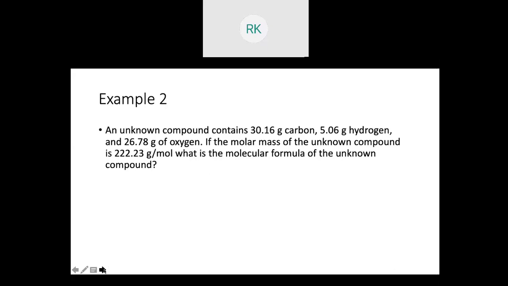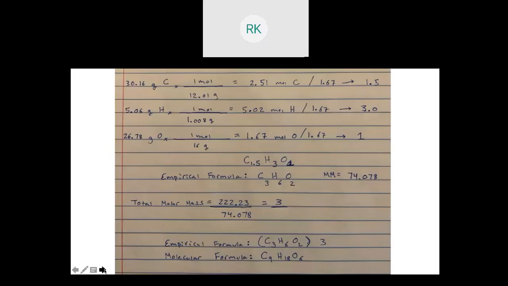Now, if I, in this problem, instead of 222 grams per mole, told you that the molar mass of the compound was 74 grams per mole, well, you'd solve for it exactly the same. You'd get to the empirical formula. You'd find that the molar mass of the empirical formula is 74 as well. And when you do this calculation, you'd get 1 as your quotient. And what you'd find is that your empirical and molecular formula would actually be the same, okay? If in the problem it said your molar mass was 74. But again, it said 200.